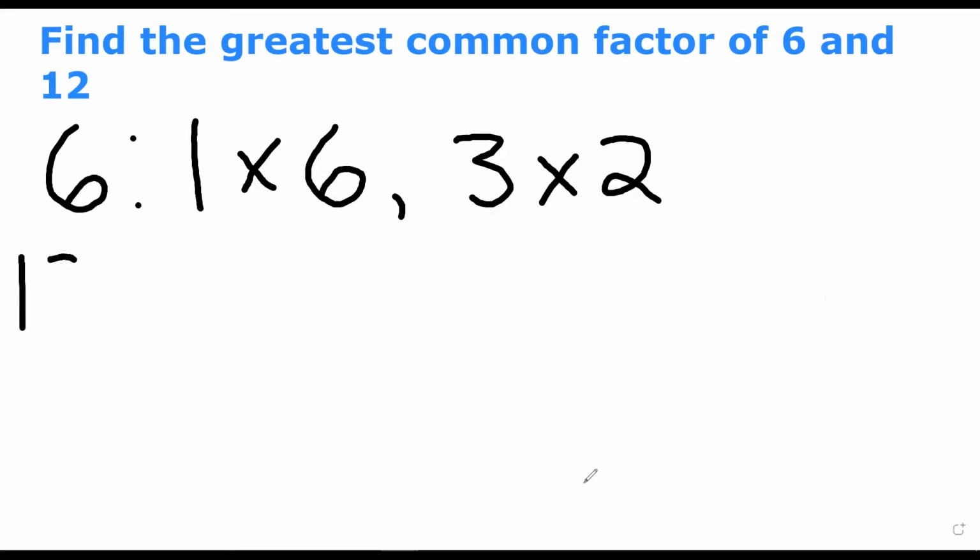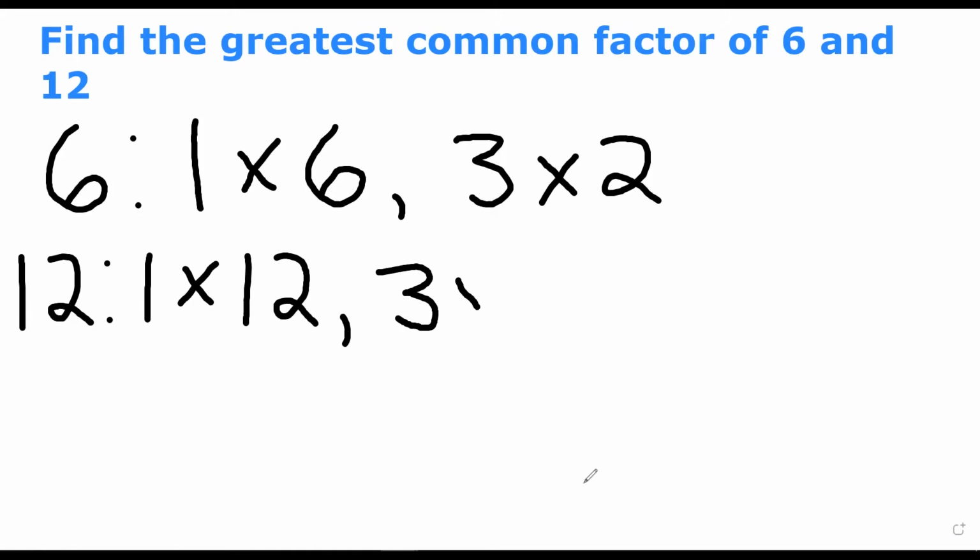Now let's move on to the number 12. First, let's start out with 1 and 12 as our first factor pair. What other factor pairs can you think of for the number 12? Another factor pair of the number 12 could be 3 and 4. Are there any others that you can think of? Another one that I can think of is 6 and 2.